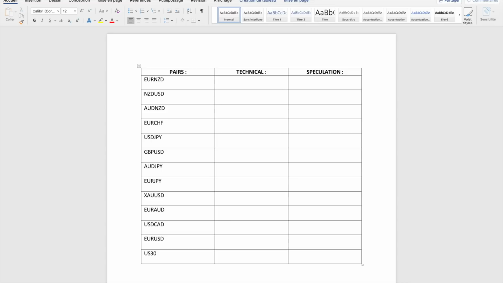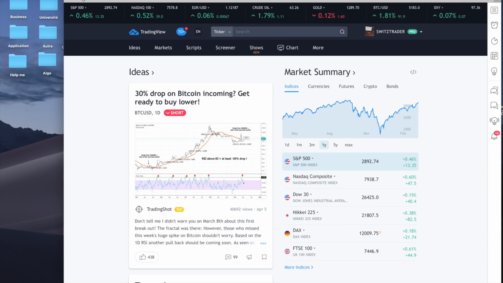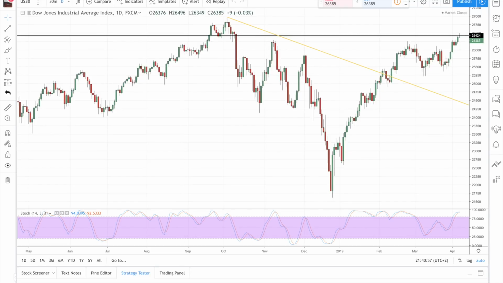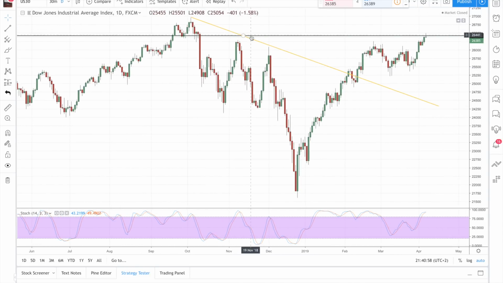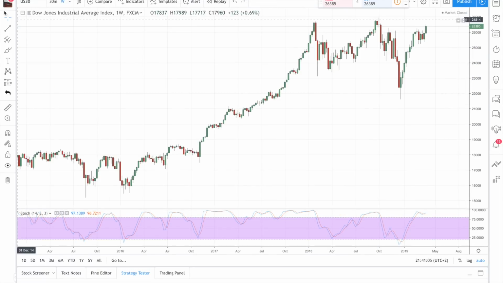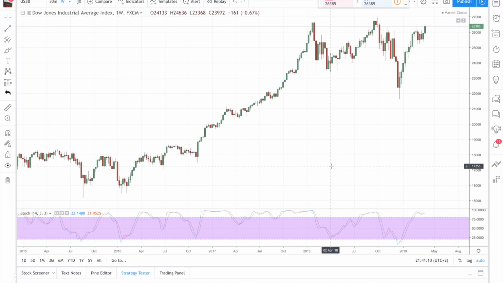Before starting with those pairs, I want to analyze three major pairs that I will be trading this week. The first one is going to be NASDAQ USD, then US30, and finally EUR/USD. Let's go to the charts. If we get started with US30, let's analyze this pair. The first thing to do when opening charts is to go to the weekly charts.